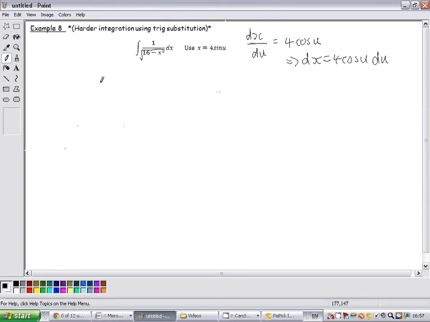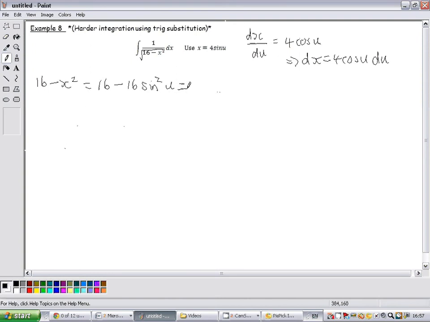Now let's have a look at that denominator. I'll leave the square root out for the time being, and we'll just have a look at 16 minus x squared. Let's see if we can simplify that first. So x squared would be 16 sine squared u, remembering to square the number as well as the trig function. And that might say something to you. You might be able to think what to do next.